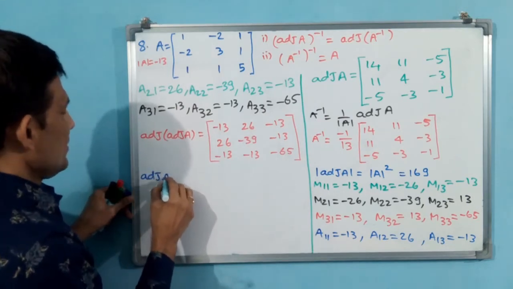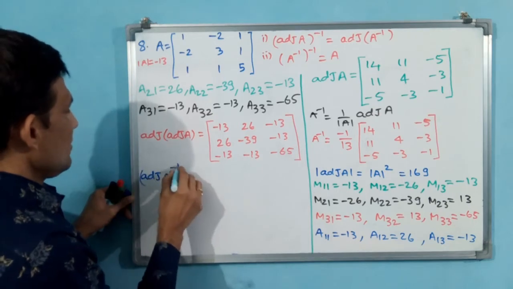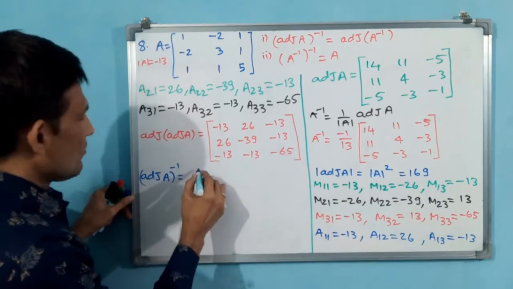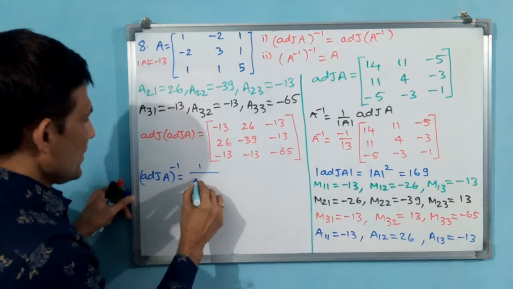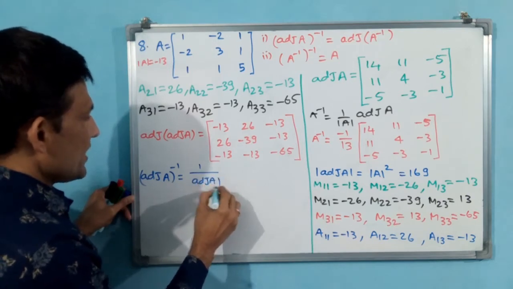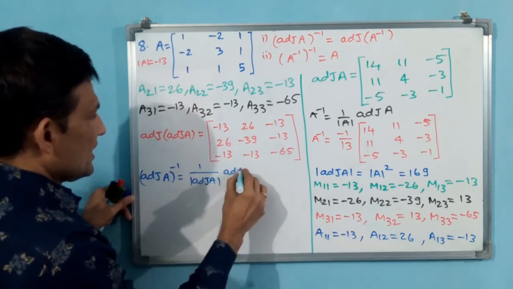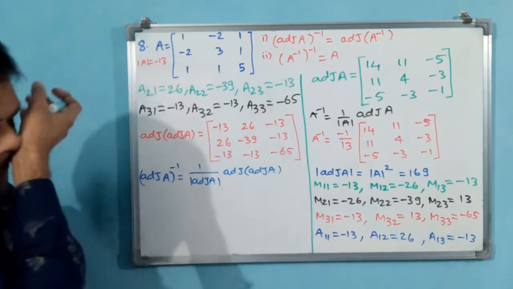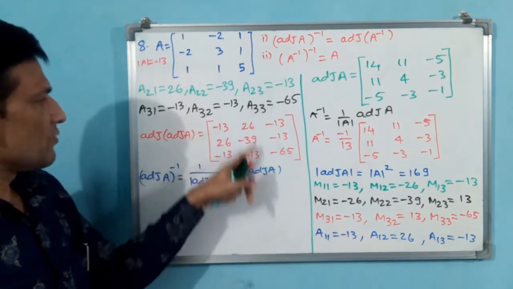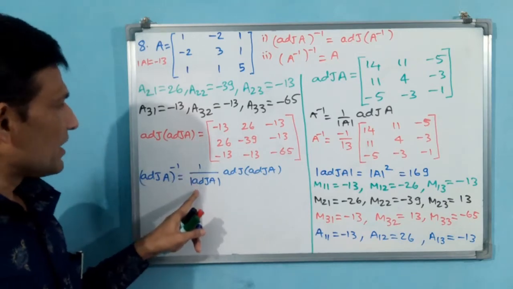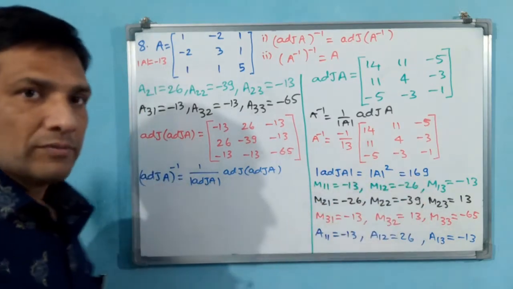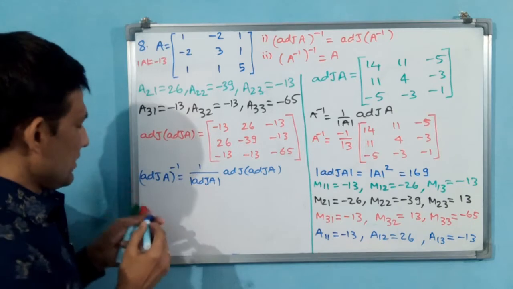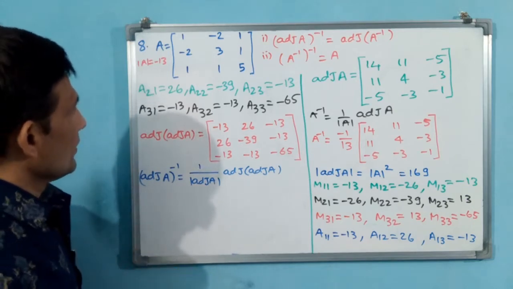Adjoint A inverse is equal to, first I am writing the formula: 1 by determinant of adjoint A times adjoint of adjoint A. Is it okay? Adjoint of adjoint A we have found already. 1 by determinant adjoint A, determinant adjoint A also we know. Okay. What I am doing, you see, simply observe carefully.